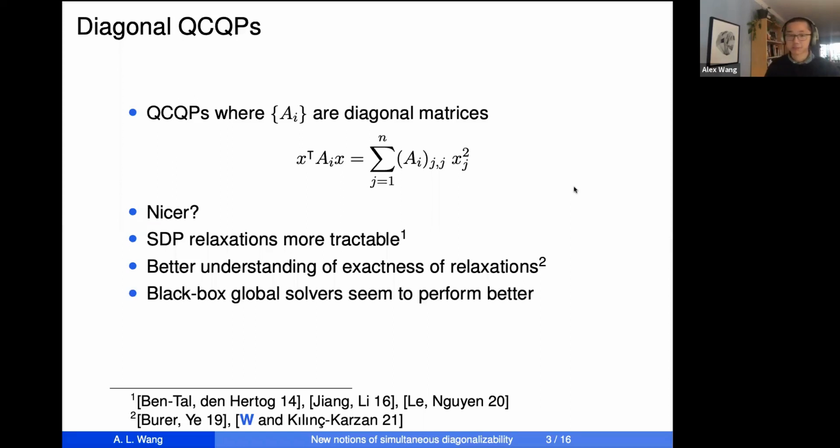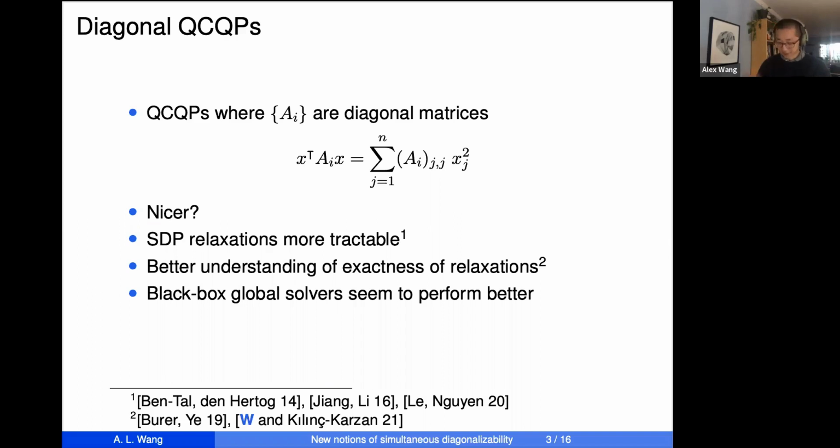Okay, and finally, but perhaps most importantly, if you have a QCQP in hand and you're trying to solve it, then unless you can do something relatively clever, or perhaps your QCQP is really simple, most of the time you're just going to take your QCQP and stick it into a black box global solver. One of these could be, for example, Gurobi. And what we've observed is that diagonal QCQPs are handled much more efficiently than their general counterparts in these black box global solvers.